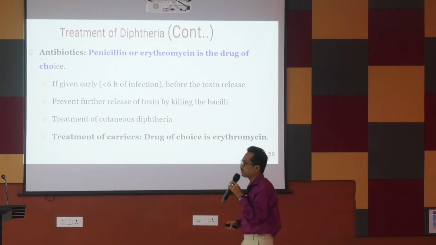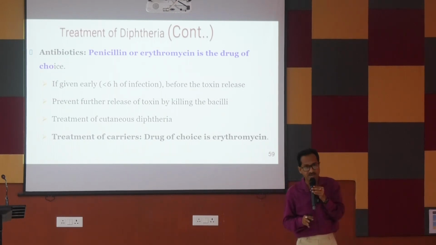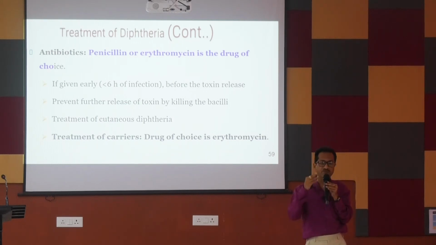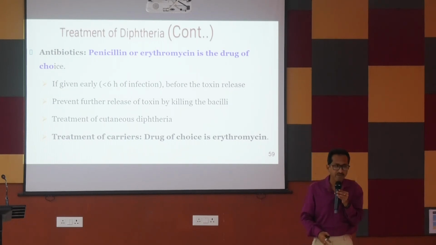Penicillin or erythromycin: now, will you not give antibiotic? Yes, you can give antibiotic. What is the role of antibiotic? If you give it before release of toxin, it prevents the release of toxin. But even after the release of toxin, the antibiotic or antimicrobial will kill the bacteria and decrease further release of toxin. That is the role of antibiotic. So it should be given within 6 hours of infection because of the toxin release.